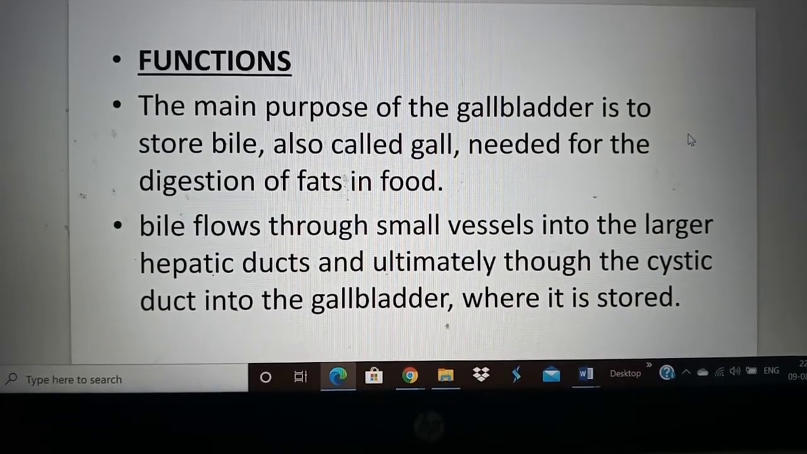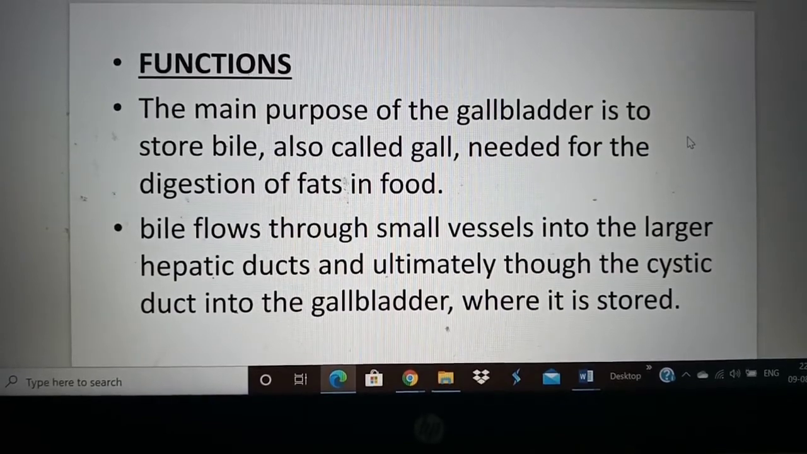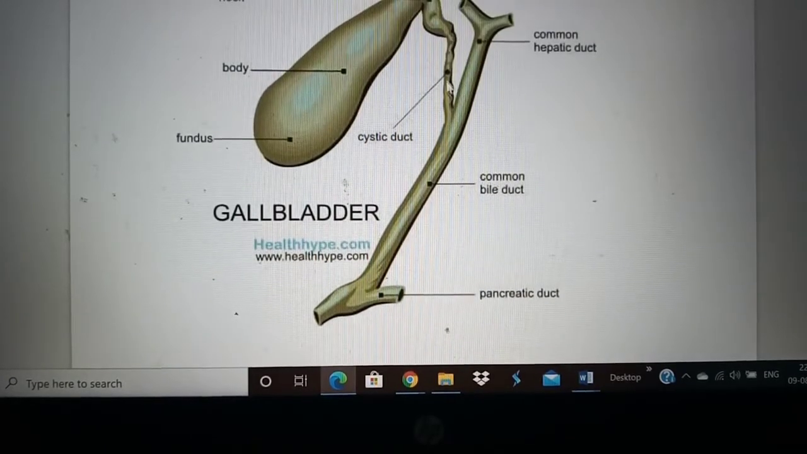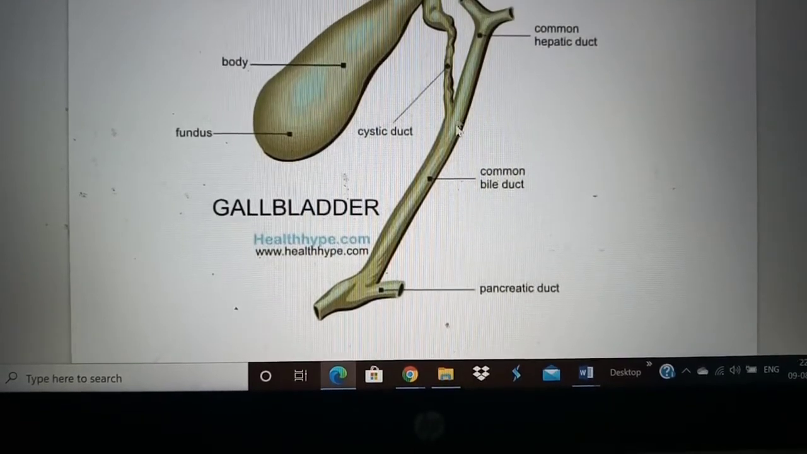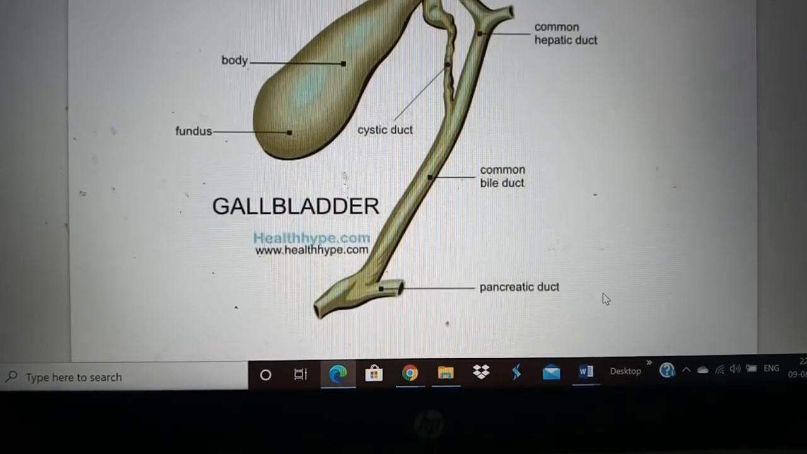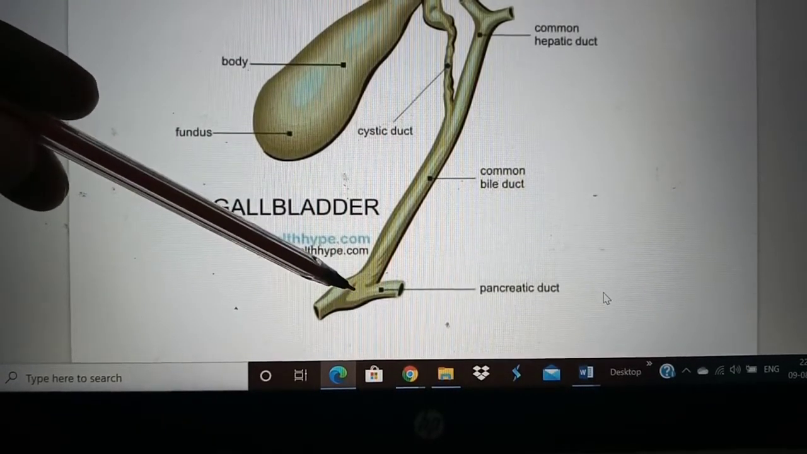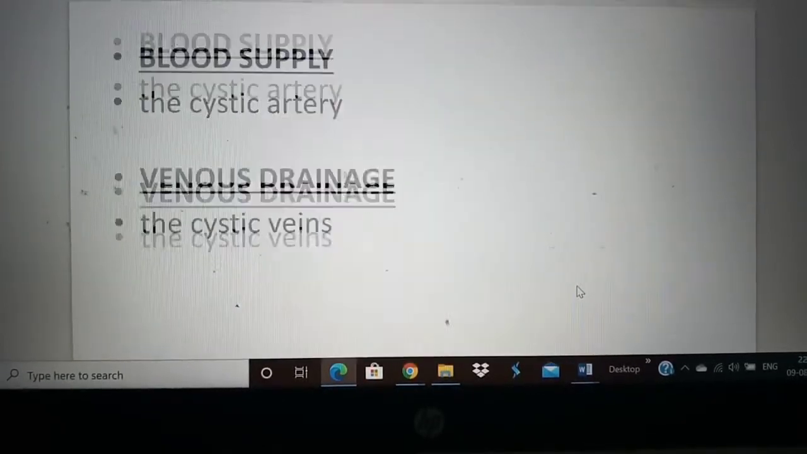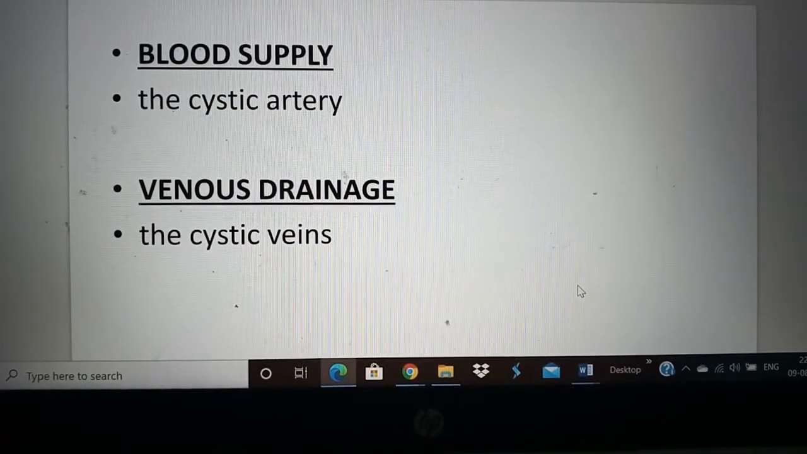Bile flows through the small vessels into the larger hepatic duct and ultimately through the cystic duct, as you can see in that picture. Initially it flows through the hepatic duct and then through the cystic duct. This is the hepatic duct and this is the cystic duct. They join together to form the common bile duct, and the pancreatic duct also joins into the common bile duct. The blood supply is through the cystic artery and the venous drainage is through the cystic veins.